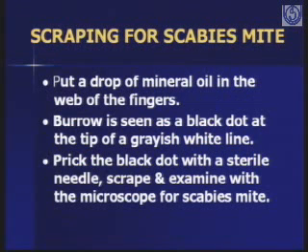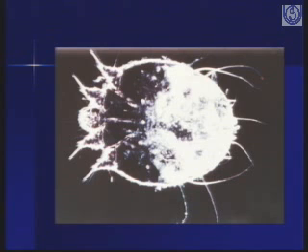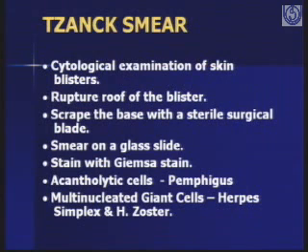You can also use this scraping technique to isolate a scabies mite, especially when the infection is not very obvious. Here what you do is you put a drop of mineral oil in the web of the fingers. The burrow is seen as a small black dot at the tip of a greyish white line. So you prick this black dot, and with a sterile needle you scrape the burrow, and then you examine it under the microscope for the scabies mite. This is the web of the fingers, and from the black dot you scrape it, and you will be able to see the mite.